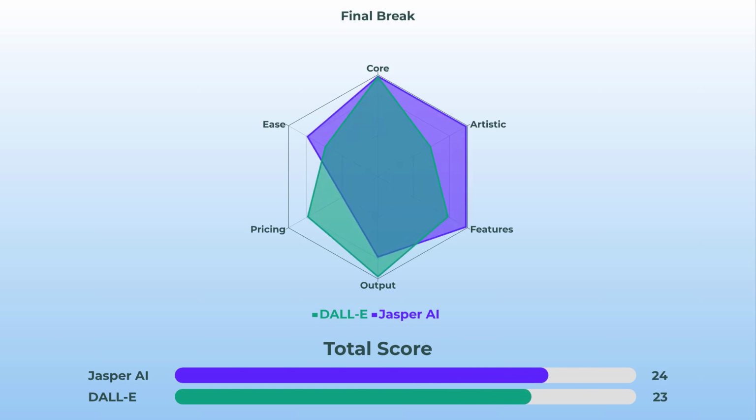Let's take a look at the overall stats between Jasper AI and DALL-E side by side. You'll see Jasper's versatility really shines in categories like features and artistic control, while DALL-E is totally dominating realism and price. Pretty interesting trade-off, right?